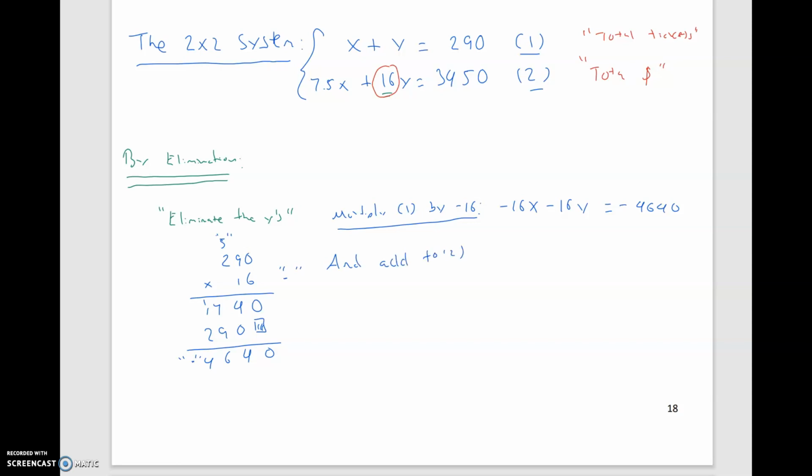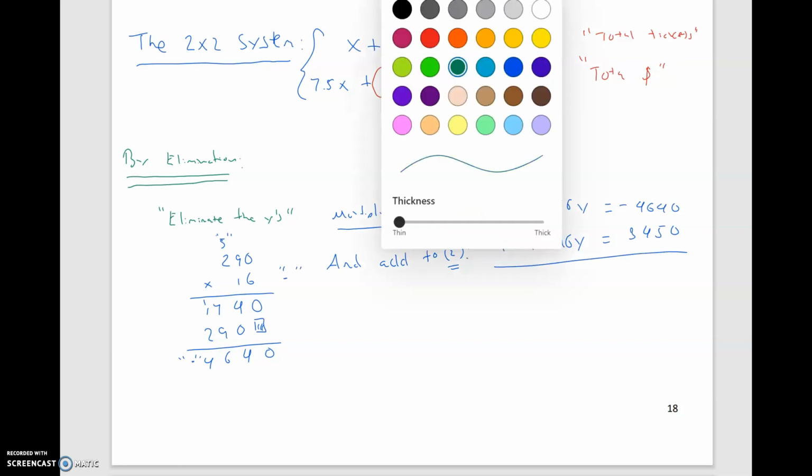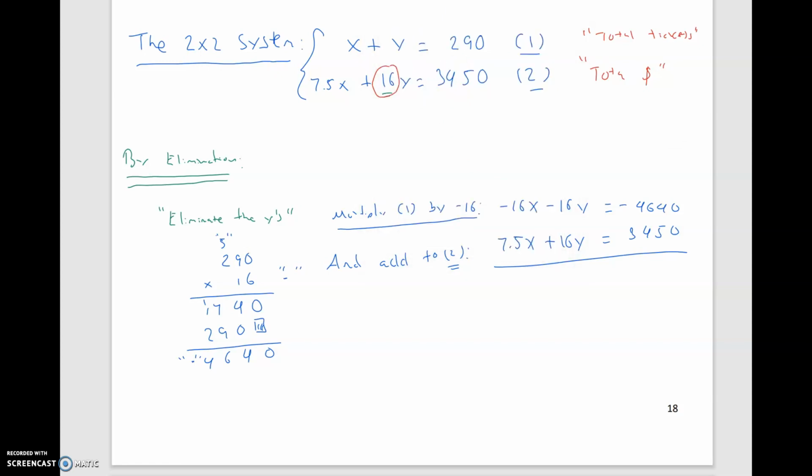Add to 2. Okay, equation 2 is going to be 7.5x plus 16y, equal to 3450. And this is going to give us, let me put this in green, negative 8.5x plus 0y. It's equal to, and let me just do the actual subtraction on the side.